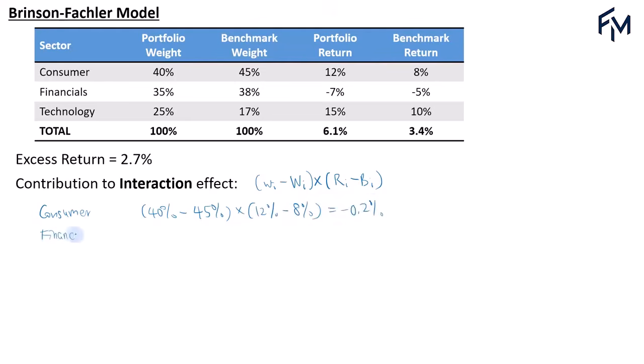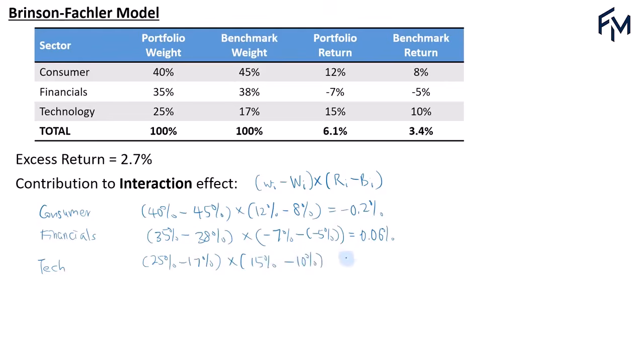For financials, we'll take 35% minus 38%, again multiplied by negative 7% minus negative 5%. So this will be 0.06%. And lastly, for tech, there will be 25% minus 17% times 15% minus 10%. So this will equal 0.4%. And the total of all this will be 0.26%. That's the total interaction effect, and this again will contribute back to the excess return.